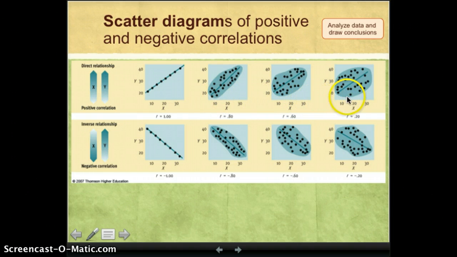As we get lower and lower, closer to 0, the correlational coefficient here of 0.2 is pretty darn weak. I really cannot predict much based on data like this. It's just too loose. There's not a clear relationship. If you were low on this variable, you could be low on this one or high. So it's just kind of all over the place.